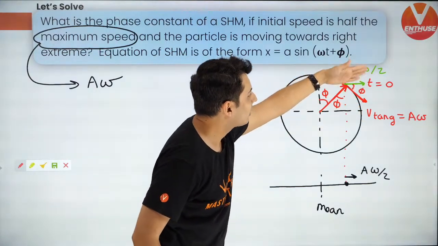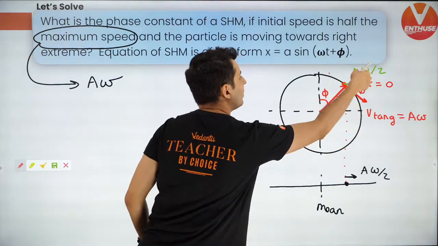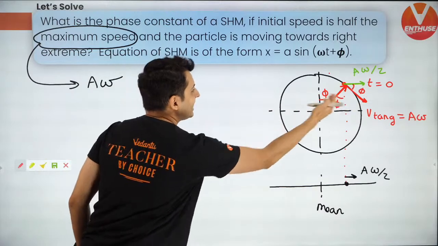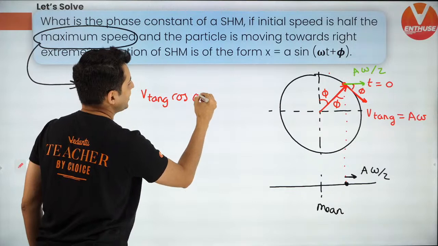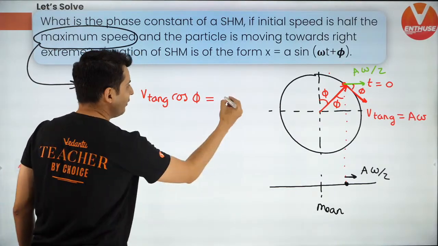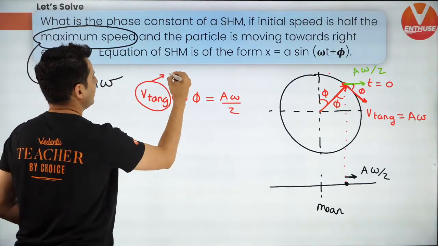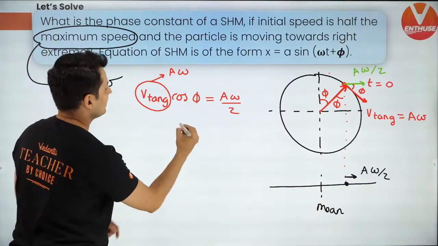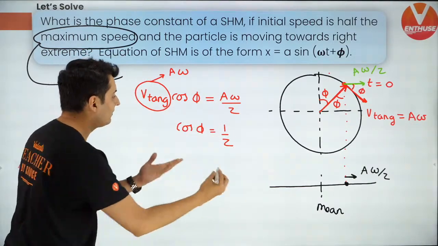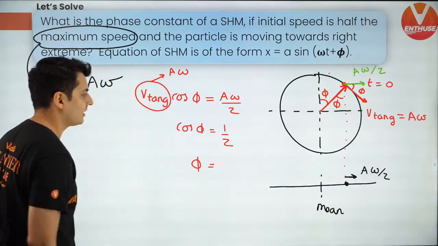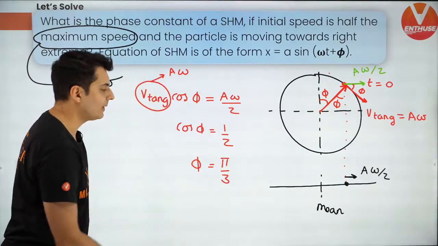Now, can you guess it? Come on, guys. This component is a omega by 2. So it is just saying v tangential's cos phi component is that velocity in the x direction, which is a omega by 2. And this was just a omega. So guys, isn't cos phi equal to half? So what should be the value of phi then? Think about it. It should be 60 degrees, which is pi by 3 radian, and we have got it.